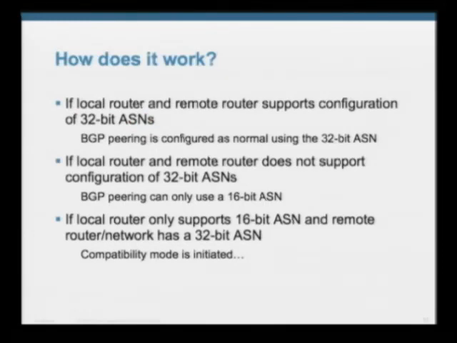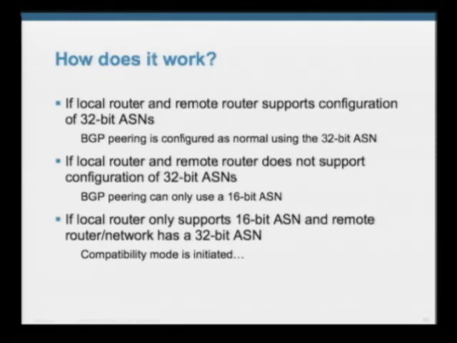So how does it all work? Well, if your local router and the remote router support 32-bit ASN configuration, easy. It's just like it is today. You don't need to do anything. If the local router and remote router do not support 32-bit ASNs, too bad. You can only use 16. So if you get a 32-bit from your registry and your software doesn't support it, you need to do the Dear Registry email and say, can I swap back to a 16-bit, please? Which you can do today, but maybe in 2-3 years' time, when you cannot do that, it means you're stuck.